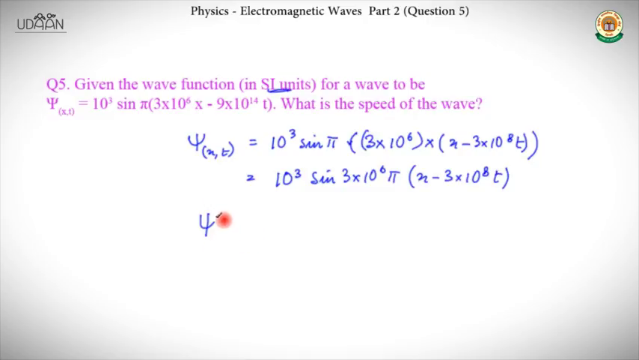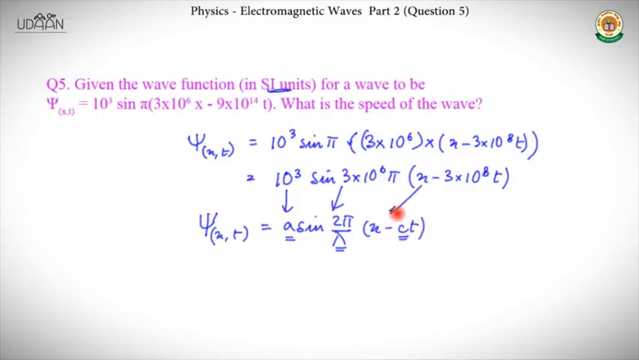So that is equal to A sine of 2π/λ (x − ct). So A is the amplitude, λ is the wavelength, and c is the speed of this wave. Right. So here just do a basic comparison. This 10 raised to power 3 is this, x is x here, t is still t, and what you have here is the velocity.